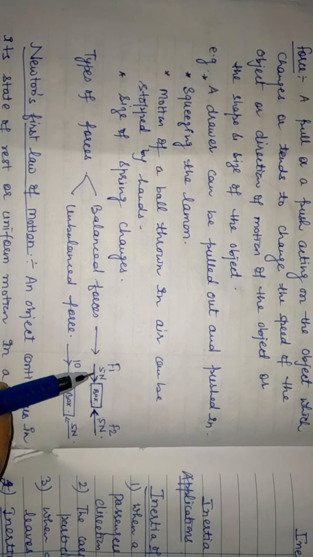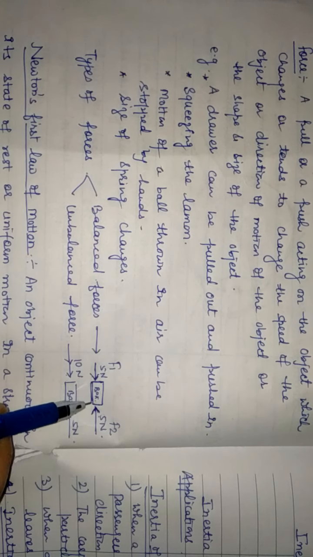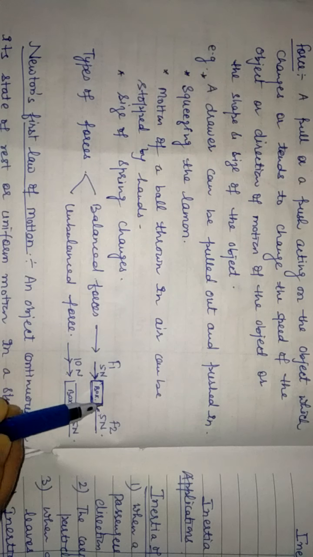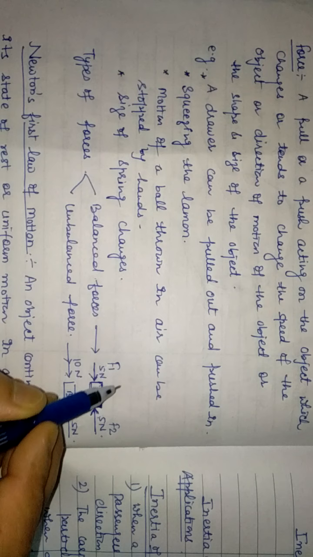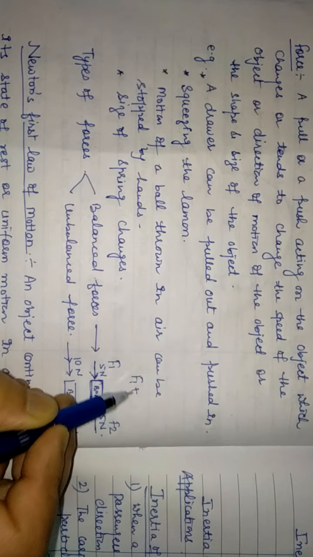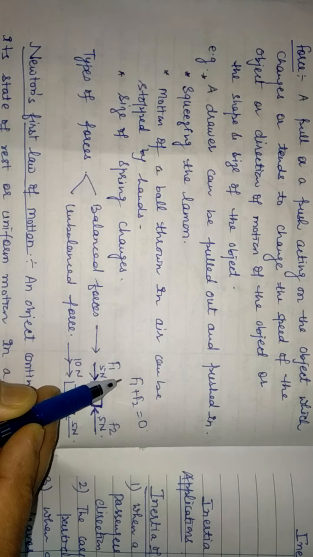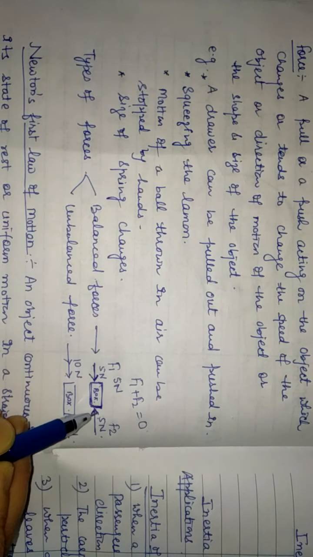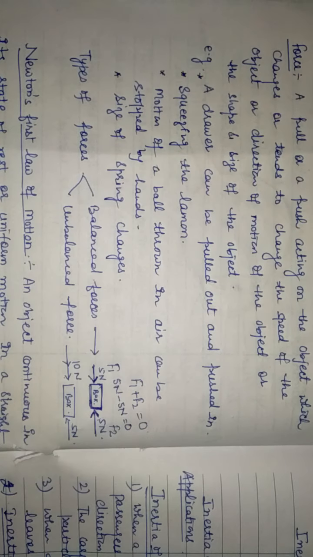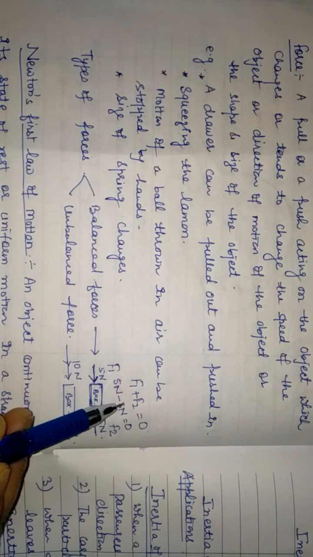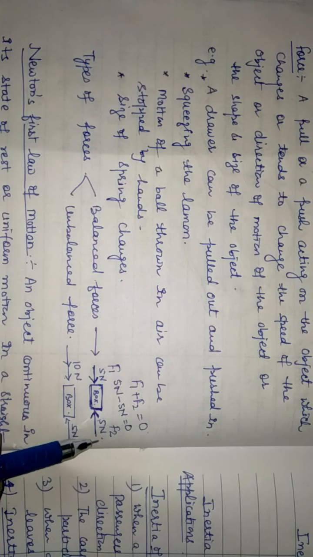What happens when these forces of the same magnitude are applied on the object? The object will not change its position, and the net resultant force on the object is equal to 0. How can we find the net resultant force? F1 plus F2 equals 0. F1 is applied in the forward direction, so we take it as 5 Newton, and F2 is opposite to F1, so it is minus 5 Newton, which equals 0. So we can say that the net resultant force acting on an object under balanced force is equal to 0.